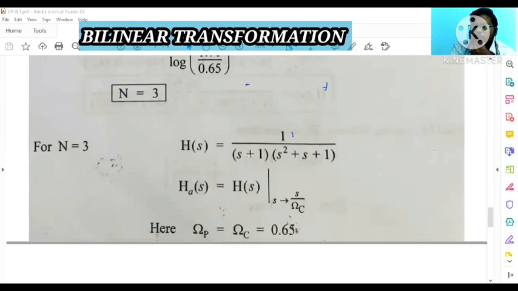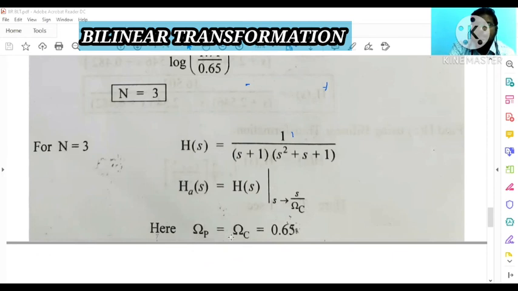Look at this equation, 1 divided by s plus 1, s square plus s plus 1. First you find out the analog system transfer function, Ha of s. How to find out this Ha of s? H of s at s equal to s by omega c, because it is a low pass filter. So s can be replaced by s by omega c. Before that you need to find out the omega c value, that is the cutoff frequency value.